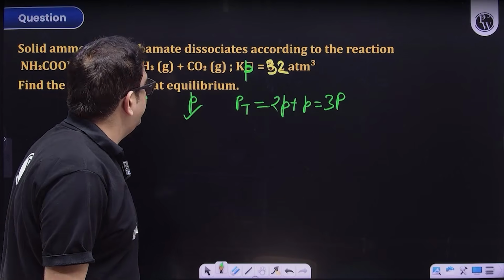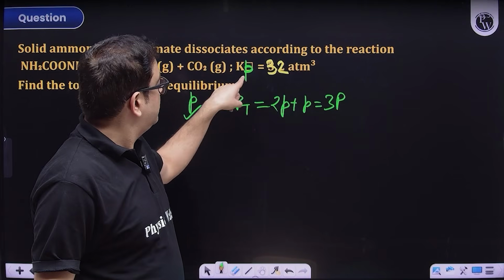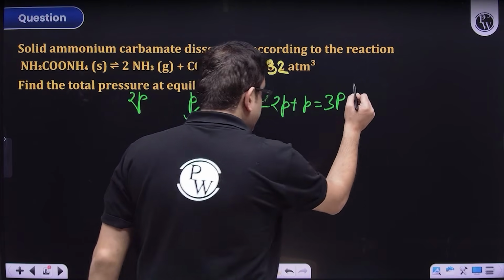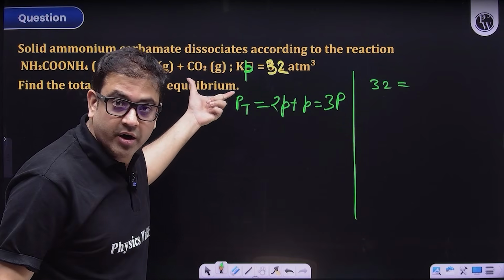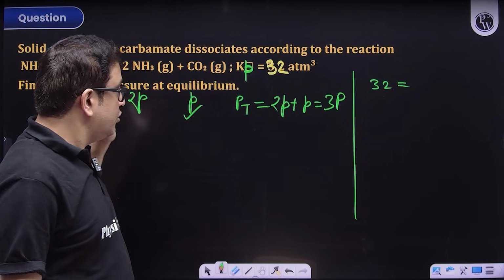How to find the value of P? We will take this Kp equation. What is Kp given? Kp is given as 32. How can you write Kp? Partial pressure of products. What is the partial pressure of ammonia? 2P.